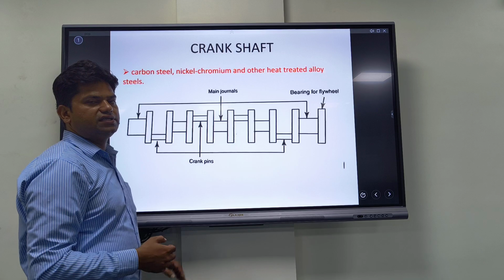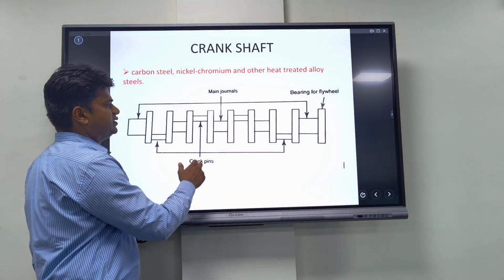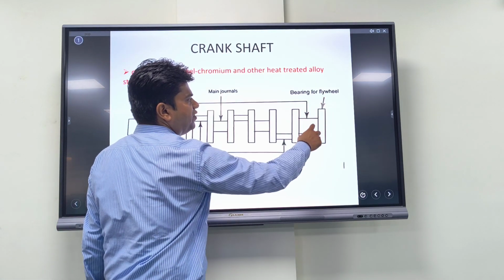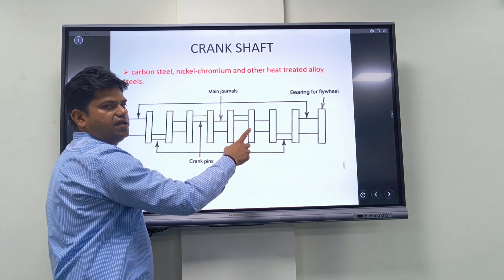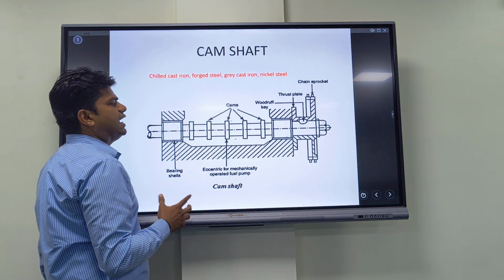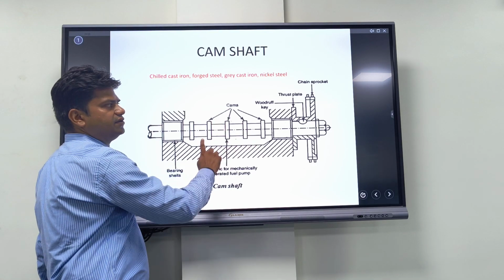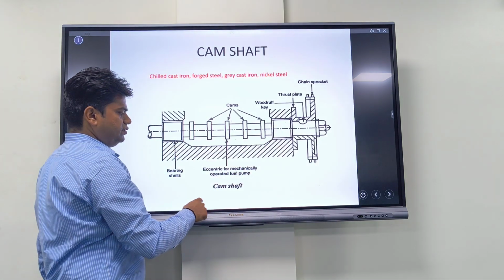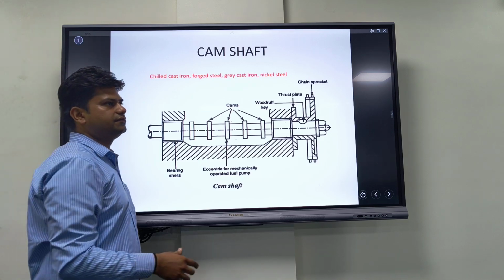Crankshaft. This is the main part of an engine. Crank pins, main journals, bearing, flywheel. Here is a space for bearings in the engine. This is the camshaft. This one is the cams. There are 4 cams here. Chain sprocket, and this is the basic diagram of a camshaft.